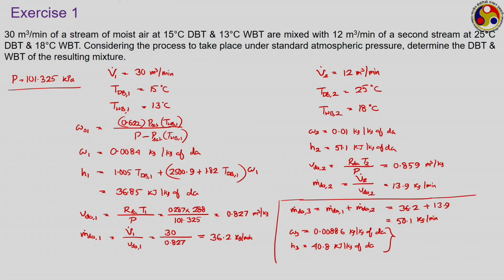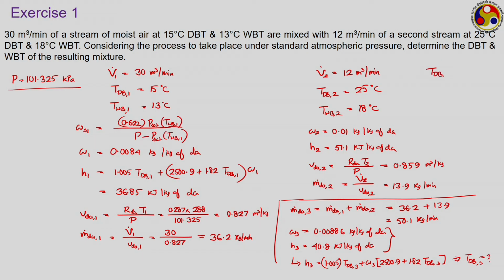So, we have to identify this point. We can go for a mathematical analysis, or we can just straight away identify this point on the psychrometric chart to locate its particular state point. Or you can go by the mathematical analysis, as you already know omega 3 and H3. So, you can replace this H3 with 1.005 into T dry bulb corresponding to 3 plus omega 3 into 2500.9 plus 1.82 T dry bulb 3, from where you can get the value of T dry bulb at this point 3. I am giving you the final answer.